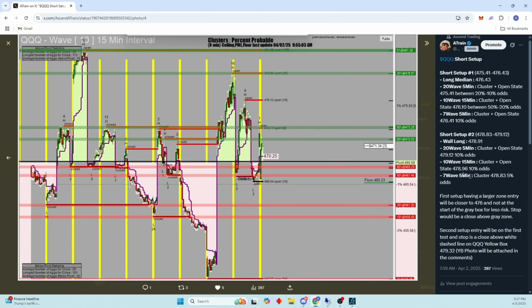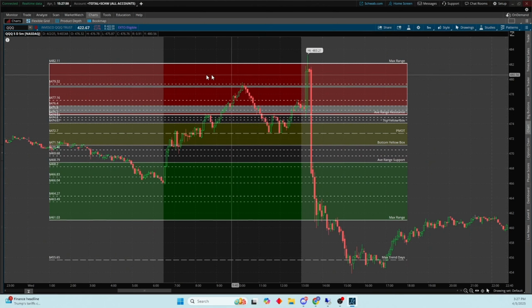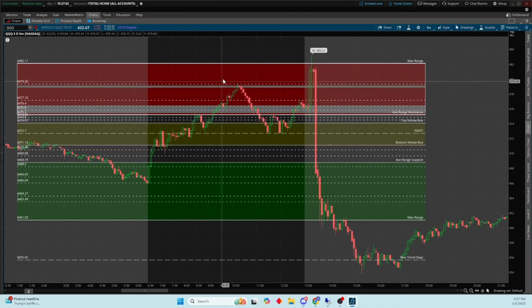And then last up, 7-wave 5-minute, 478.83, 5% odds right here. So you had that stacked resistance in that area. And we entered in shorts on the test. We got no close above that zone, and rode these out for, I want to say, 300%.